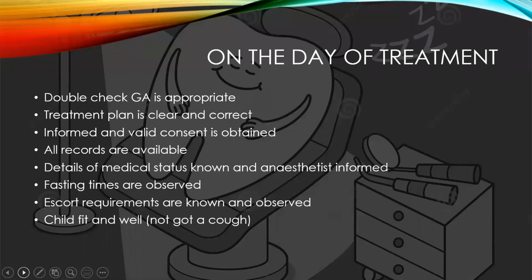So, on the day of treatment, when a patient is having a general anesthetic procedure, double check that there is a necessity for the treatment, ensure there is a clear treatment plan, informed and valid consent is obtained, all records are available, details of medical status known and anesthetist informed, fasting times are observed, escort requirements are known and observed, and the child is fit and well, so therefore they do not have a cough.